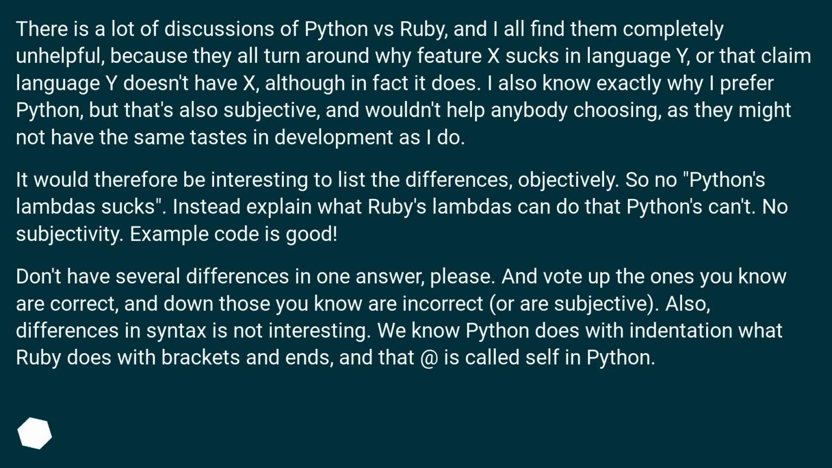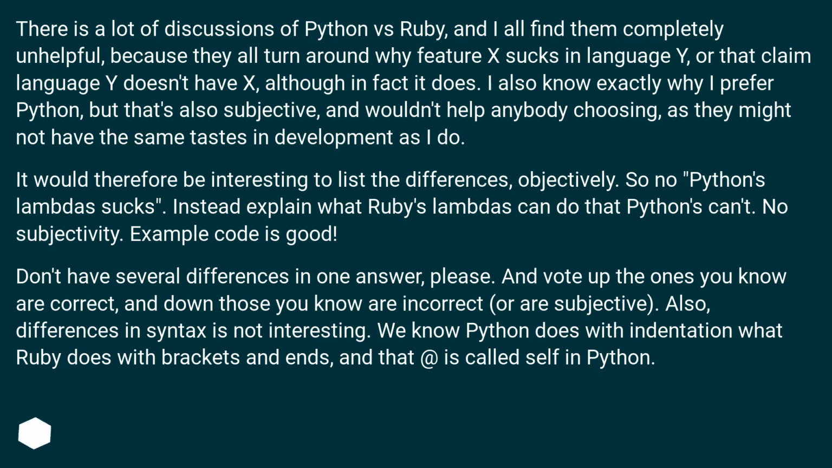It would therefore be interesting to list the differences, objectively. So no, "Python's lambdas suck." Instead, explain what Ruby's lambdas can do that Python's can't. No subjectivity. Example code is good. Don't have several differences in one answer, please. And vote up the ones you know are correct, and down those you know are incorrect, or are subjective.